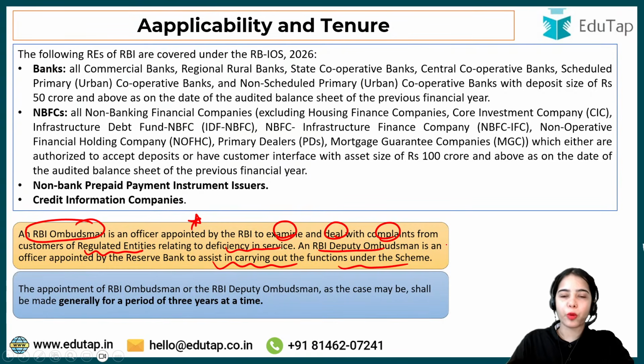Now, if the appointment is happening of the RBI Ombudsman or the RBI Deputy Ombudsman, the appointment will be for a period of 3 years at a time. I hope this is clear. The appointment will be for the period of 3 years.